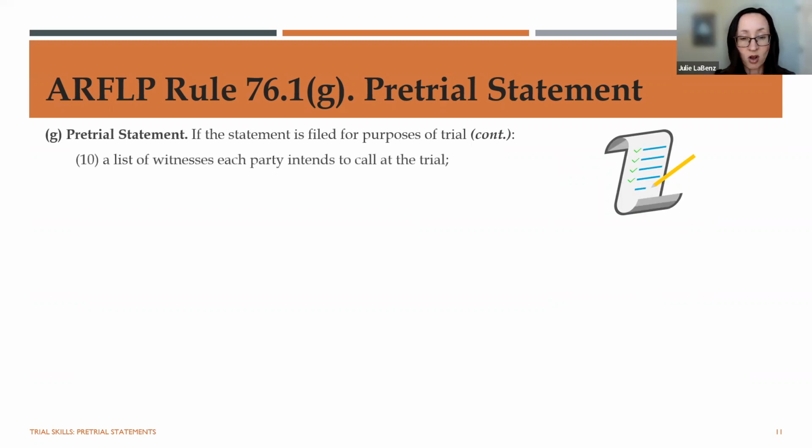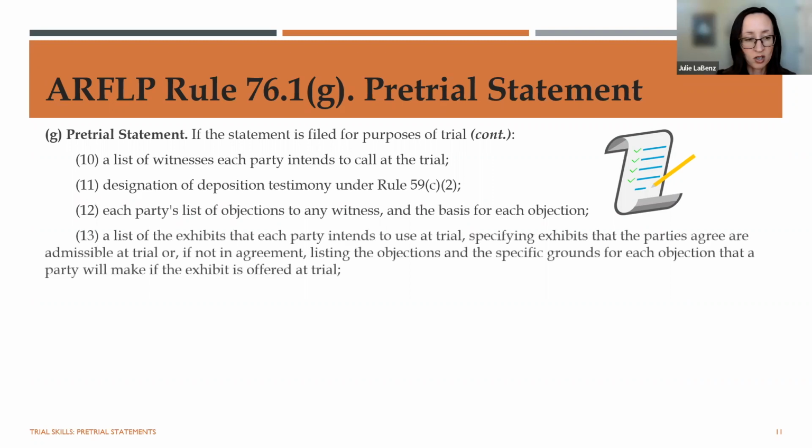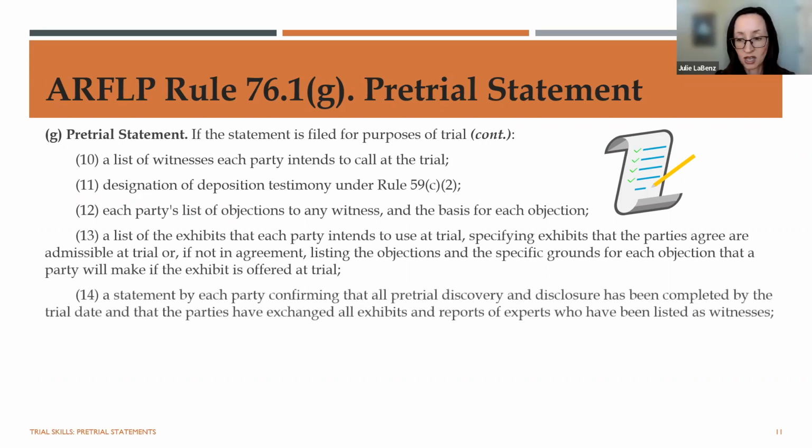You'll need to list out all of the witnesses you intend to call at the trial. If there have been any depositions in your case, you'll need to indicate what parts of the deposition testimony you intend to use. You need each party's list of objections to any witnesses and the basis for each objection. You need a list of exhibits that each party intends to use at trial, specifying exhibits that the parties agree are admissible, and then listing objections.